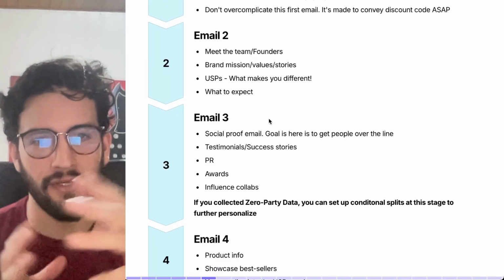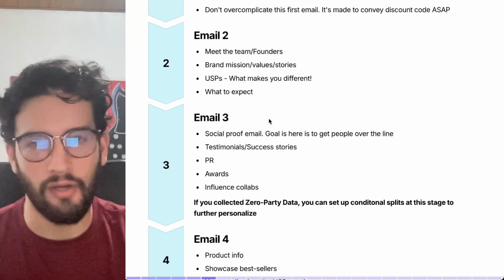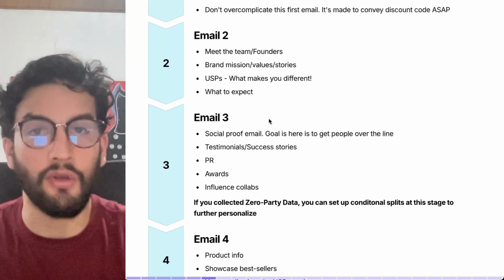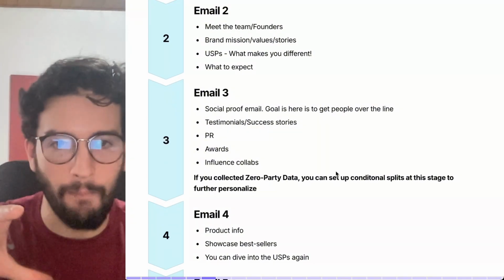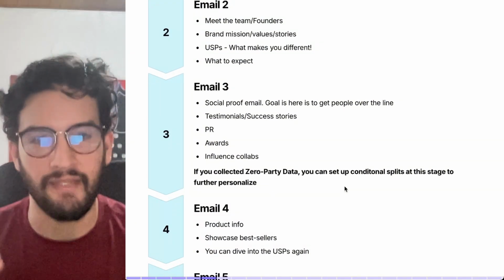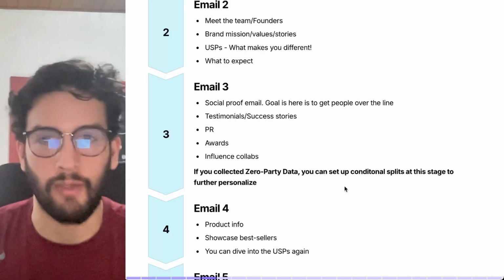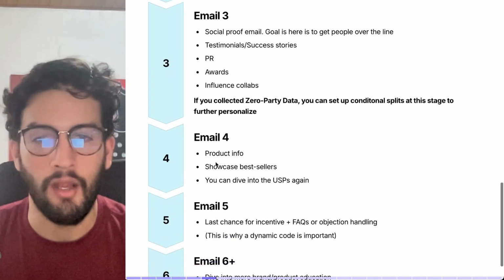So the goal here is to get people over the line: testimonials, success stories, PR, awards, influencer collaborations. If you collected zero-party data in your pop-up, you can set up conditional splits at this stage to further personalize your copy and overall your angles when it comes to your welcome series. Email number 4, product information.